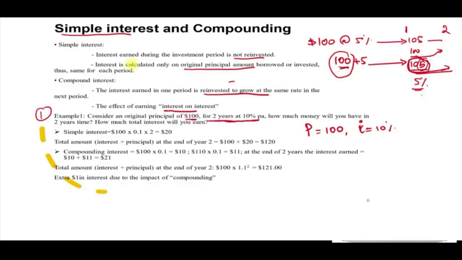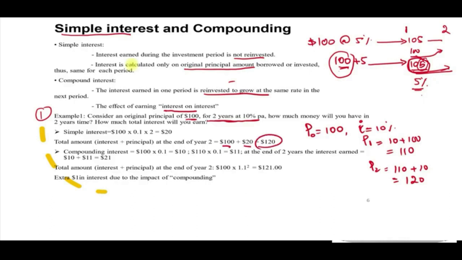Okay, then in period 1, it is today. After 1 year you are going to get 10 plus 100, so you will have 110. In year 2, what will you have? You have 110 plus 10 again, so it will be 120. So there is an addition of 10 every period, so the total amount would be 100 plus 20, which is 120.